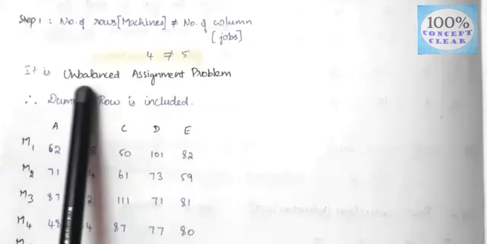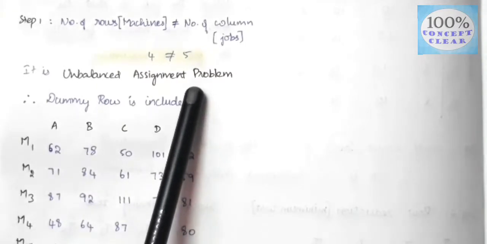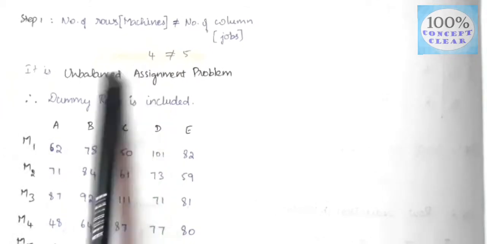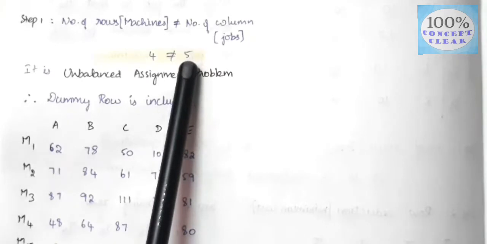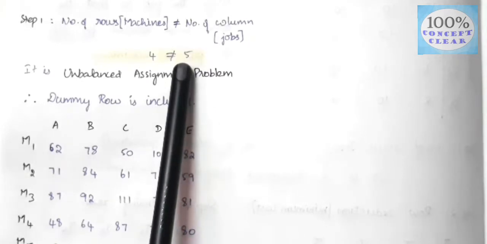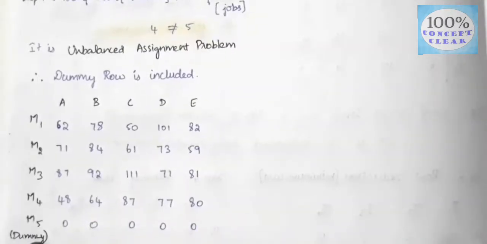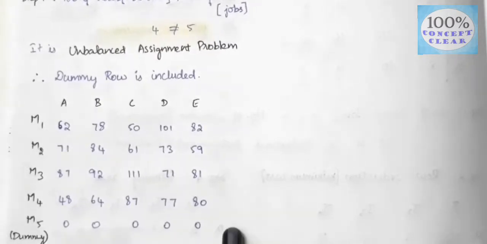Now, we convert this unbalanced assignment problem into a balanced assignment problem by adding a dummy row. Here, the row is insufficient, so we added a dummy row. In case the column is insufficient, we can add a column. So we can add whichever is insufficient. Here the row is insufficient, so we are adding a dummy row. See here, the dummy row is included and profit is given as zeros. So step 1 is completed.